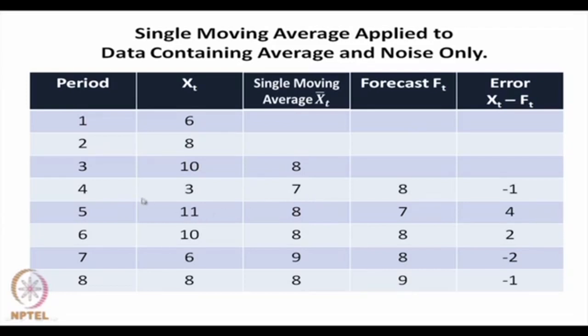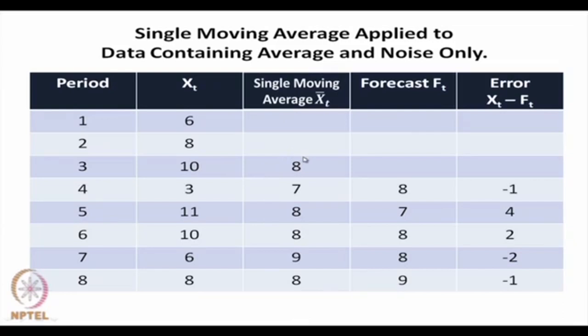Similarly, when time period advances by one more period, then we will consider only 10, 3 and 11. So, this is 13 plus 11, 24 divided by 3 is 8. And next one is 3 plus 11 plus 10, 24 divided by 3, which is 8. Next 11 plus 10 plus 6, which is 27 divided by 3, it is 9. Like that, we can calculate the single moving average x bar t.